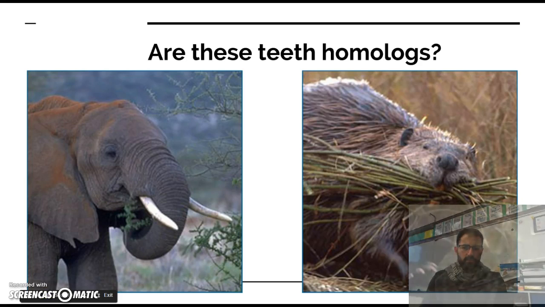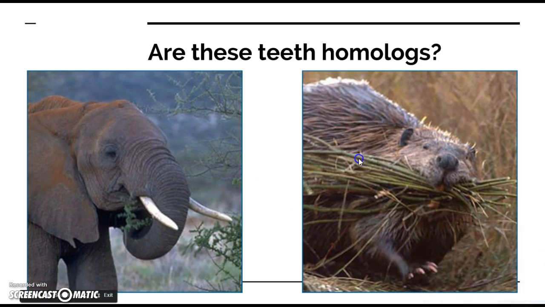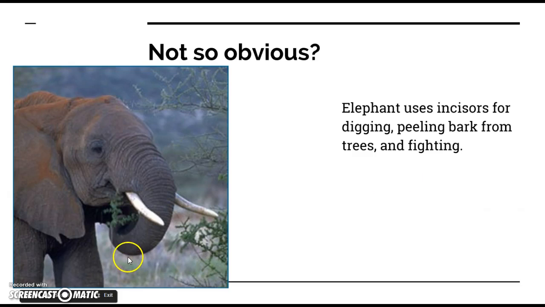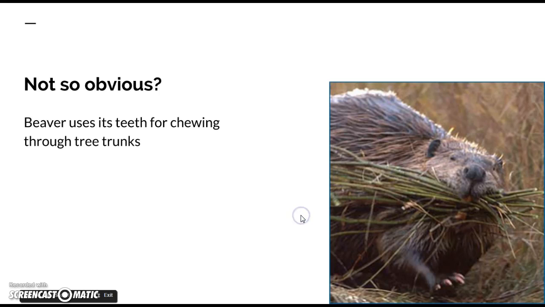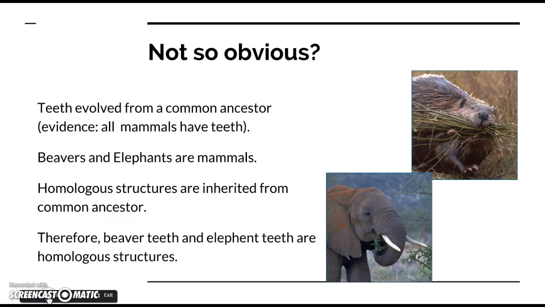What about these? We're going to look at an elephant and a beaver. Are these homologous? An elephant uses its teeth to dig, to peel bark from trees, and for fighting. Yes, elephants do fight. Kind of scary when something that large starts fighting. But what about a beaver? They use their teeth for chewing through tree trunks and for hauling wood and reeds around. So are these homologous or are these analogous? Let's think it through.